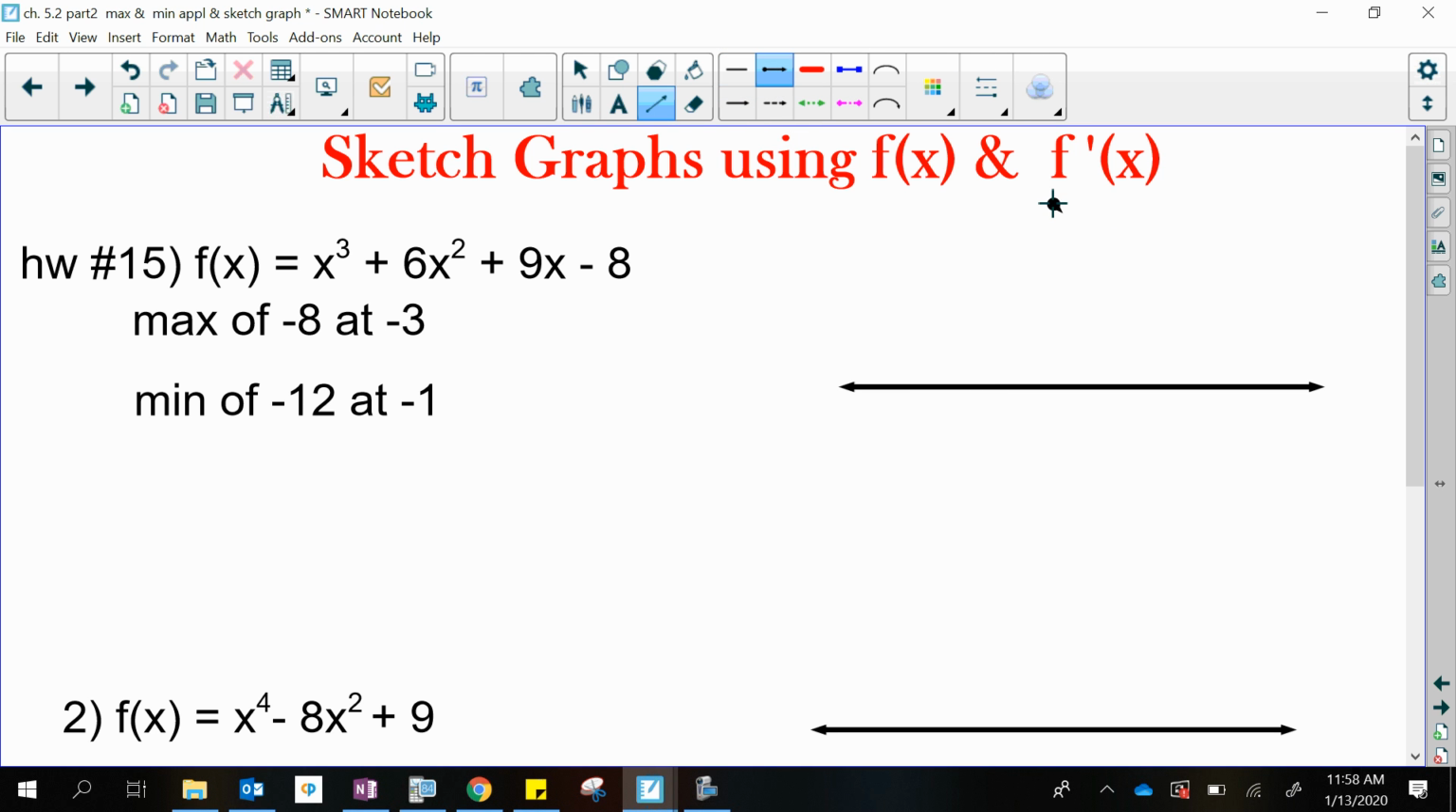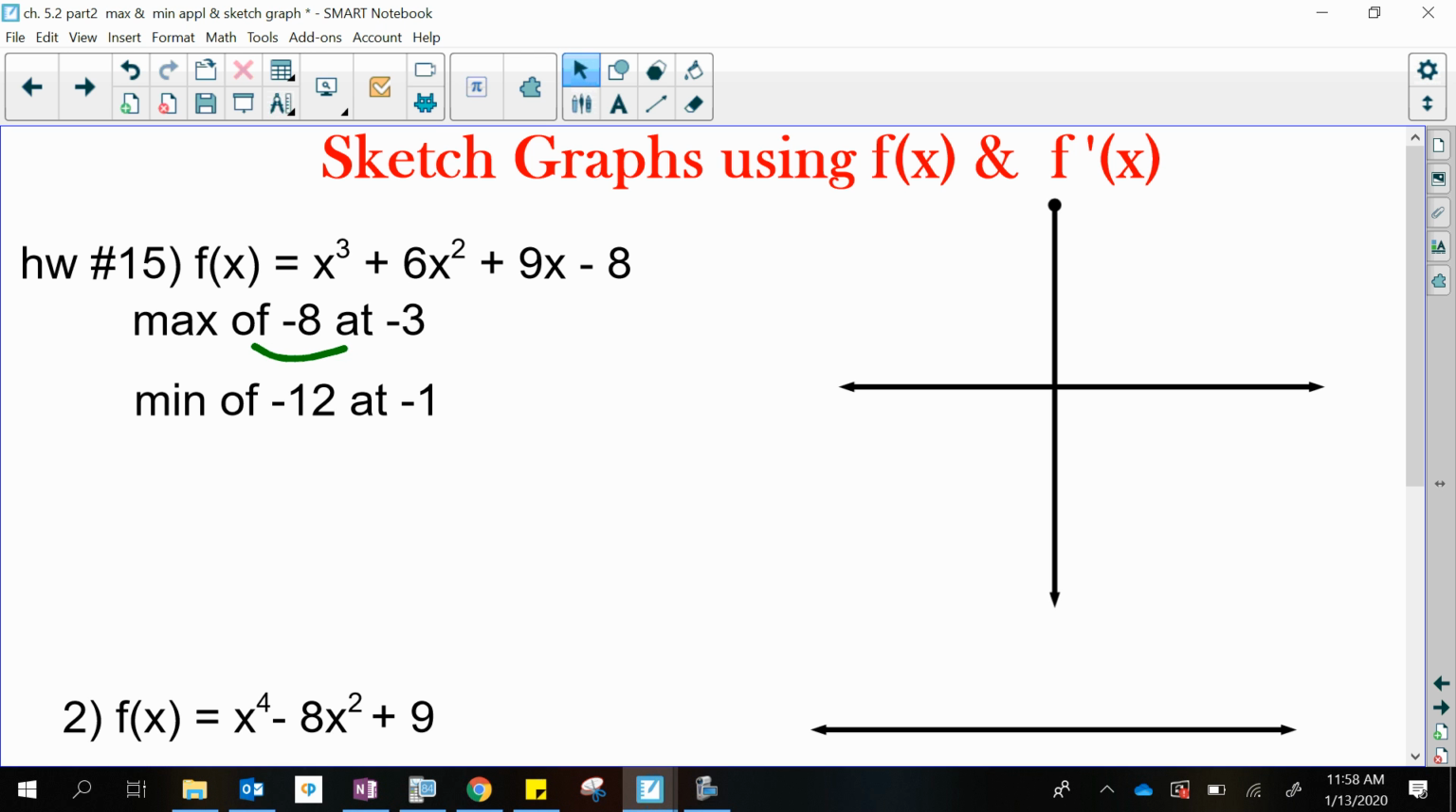So I'm going to do this. Sorry about that, I didn't put those lines on yours. Again, the x and y labels belong to the right numbers. I just did them in a different order, which is fine. But now we know that we have a max of -8 at -3.